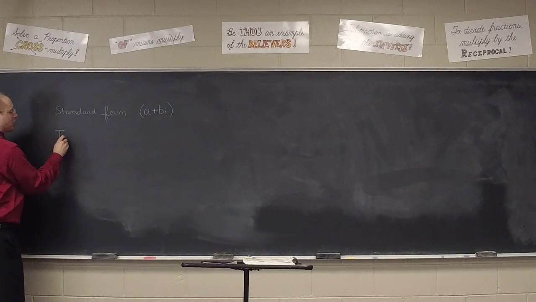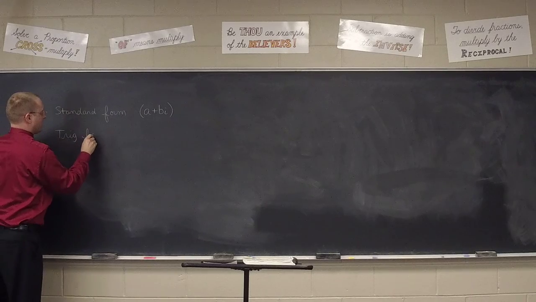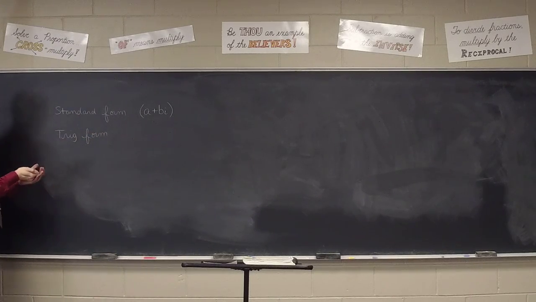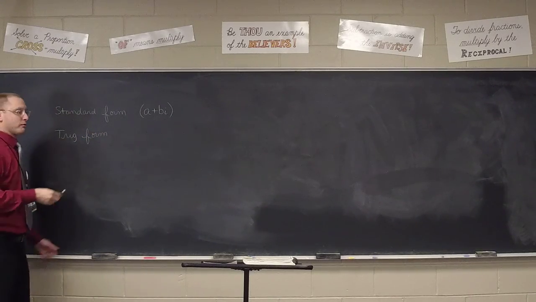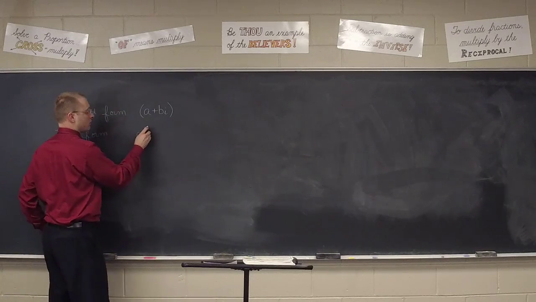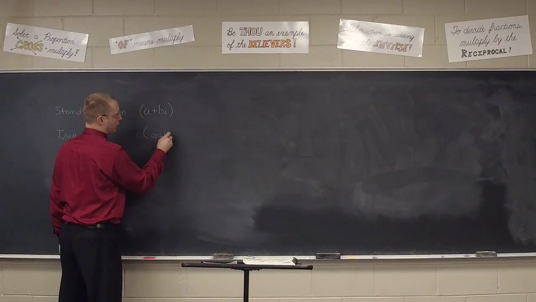And then we also had the trigonometric form of the complex number, sometimes called the polar form, but I'll usually say trig or trigonometric form. What was that? R times cosine theta plus i sine theta.